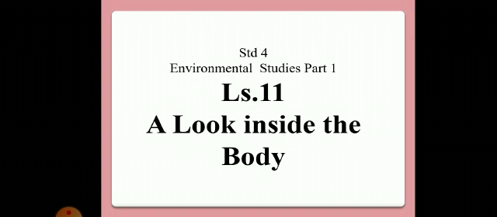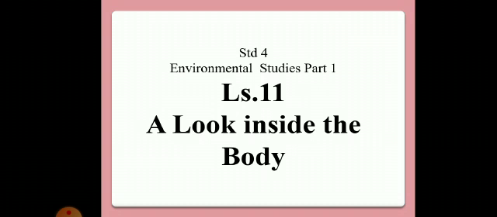Let us continue lesson 11, a look inside the body. Children, in the previous video, we have studied about different organs of the body. The organs which are on the outside of the body and which can be seen easily are called external organs. For example, hands, legs, nose, ears, etc.